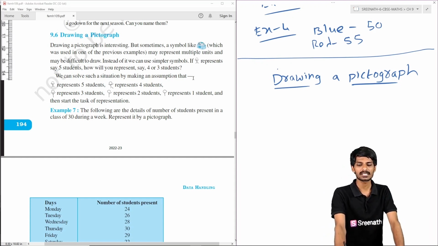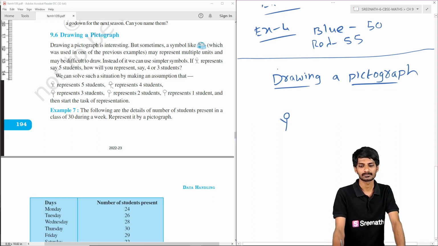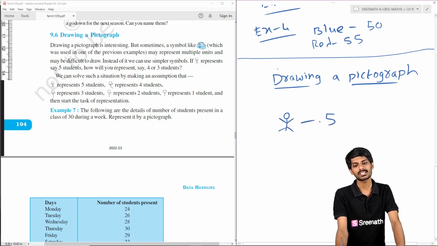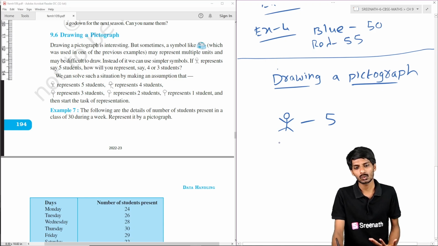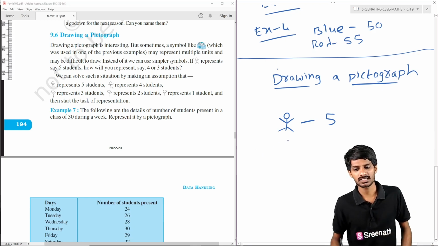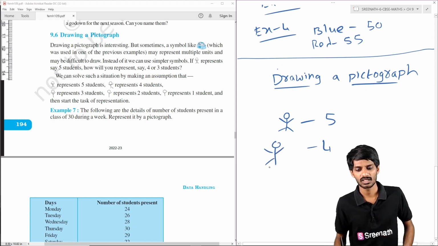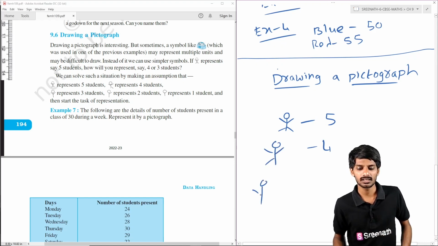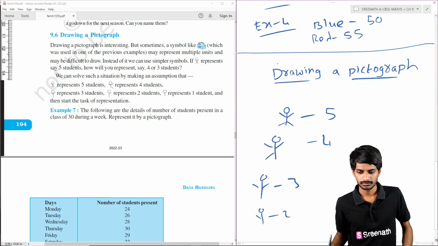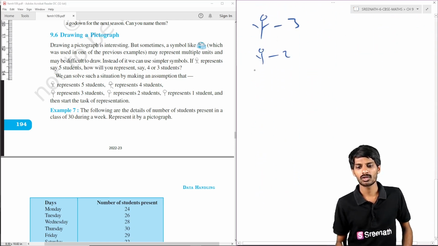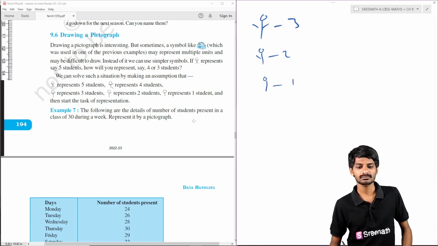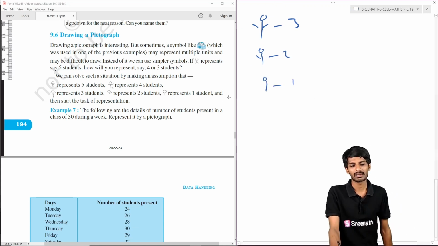If this represents 5 students, then if you want to represent 4 or 3, how can we represent it? If you want to represent 4, you can represent it with 4, and if you want to represent 3, you can represent it with 3, like that. 2 means 2. If you want to represent 1, then it is 1. So like that we can represent students.